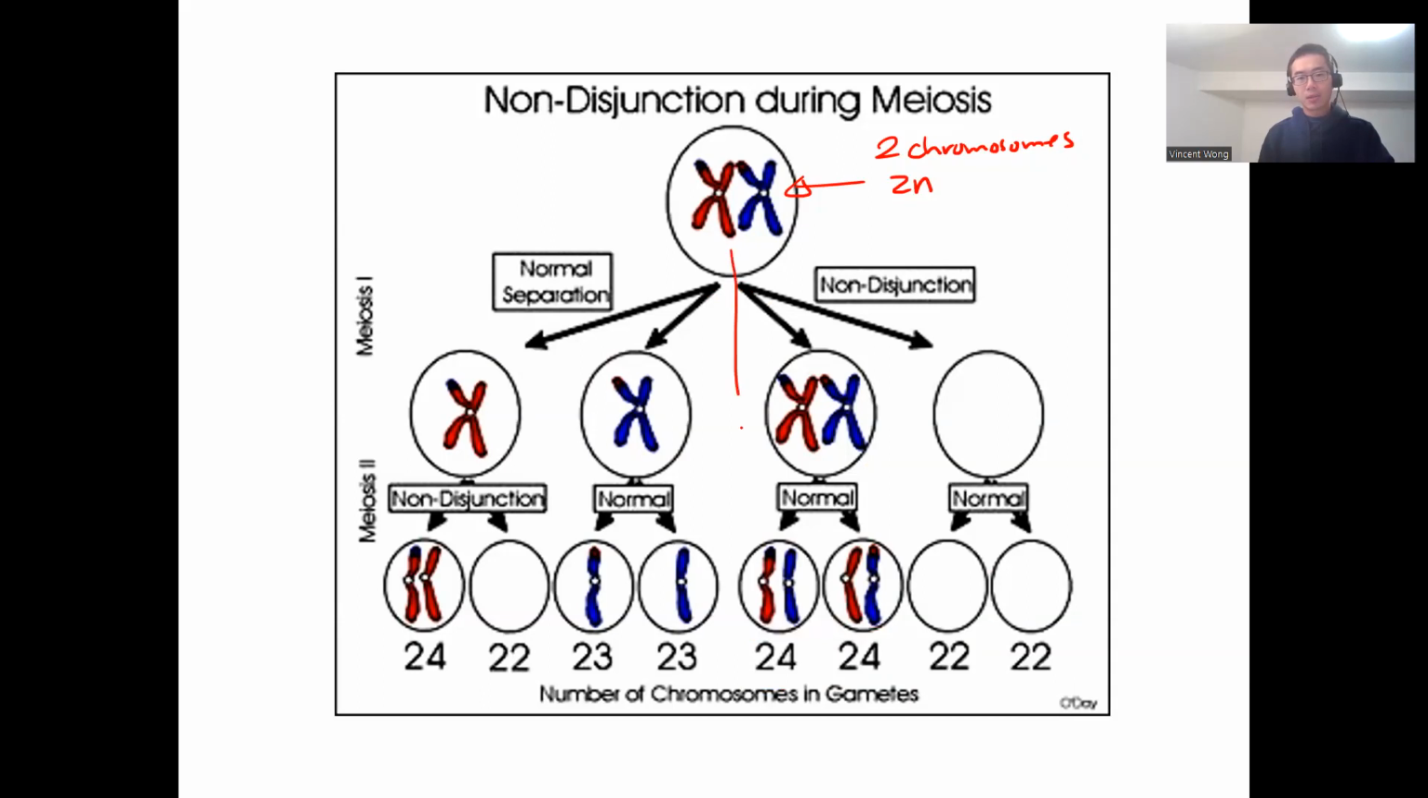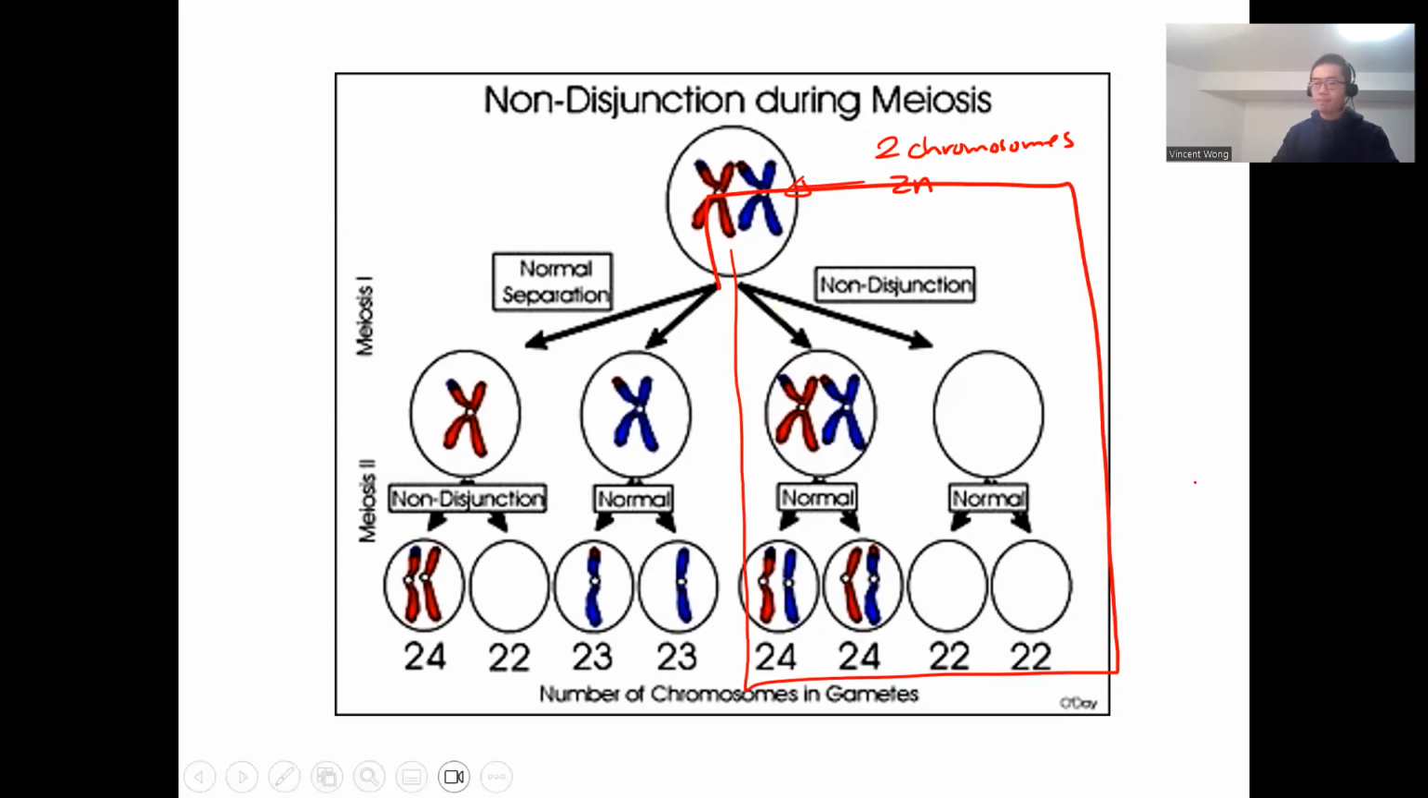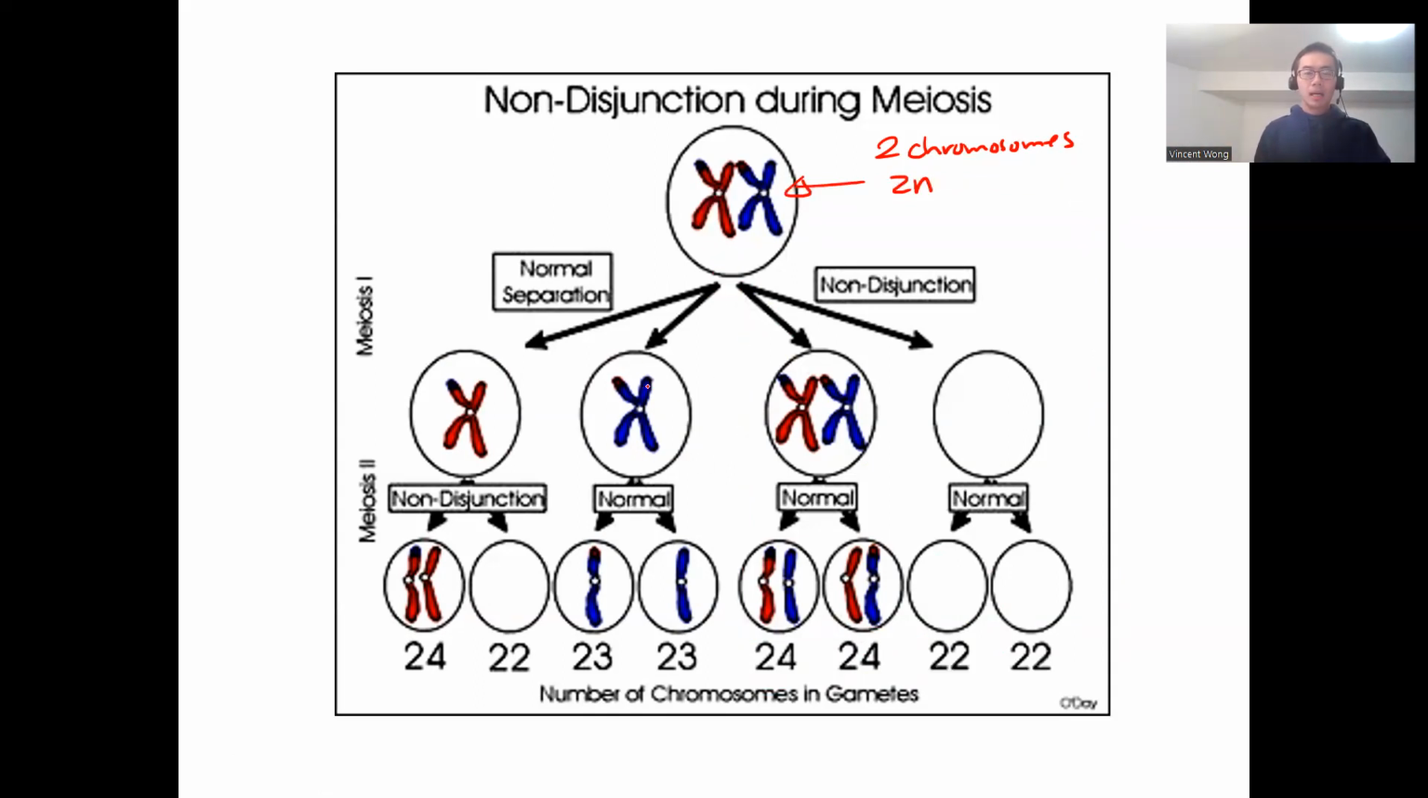So in this case, where the non-disjunction occurs in meiosis 1, you end up having 2 gametes that have extra chromosomes, and we have 2 gametes with missing chromosomes. Okay, so that's pretty bad. Over here, if we have normal separation in meiosis 1, then that's fine. You know, they separate as they were supposed to.